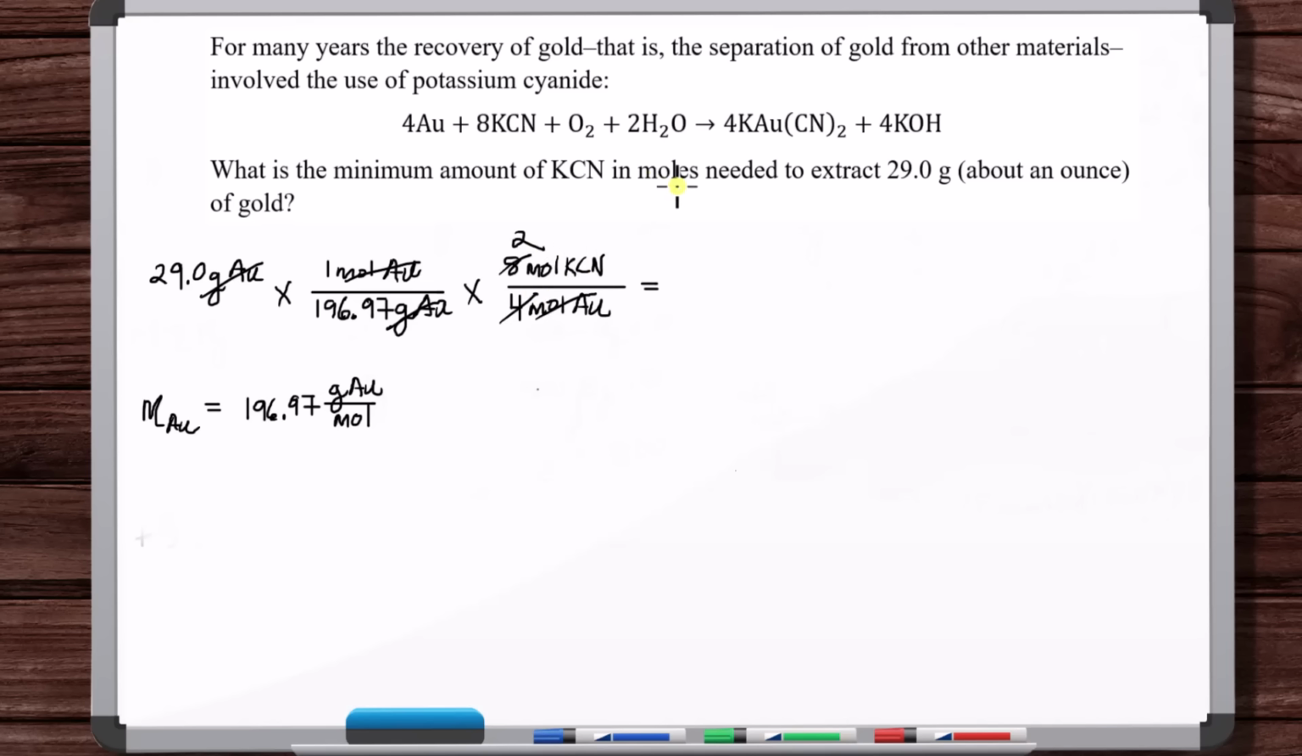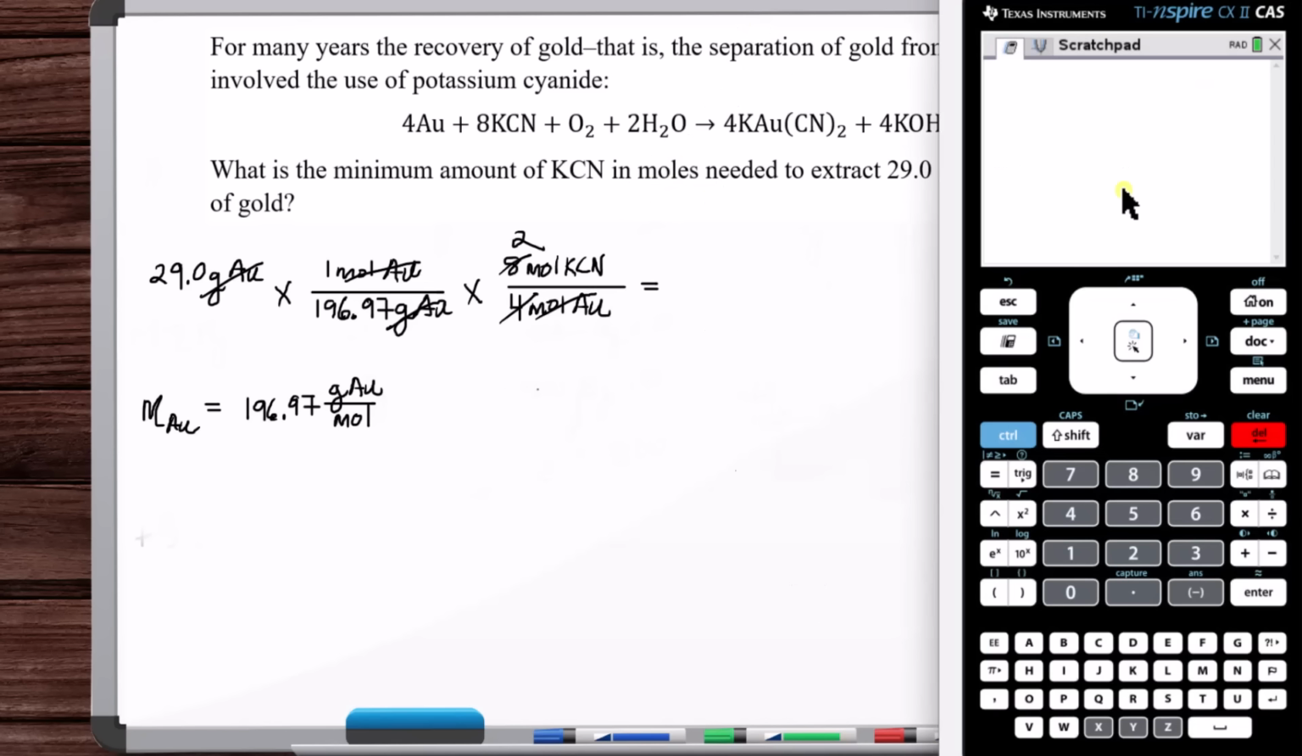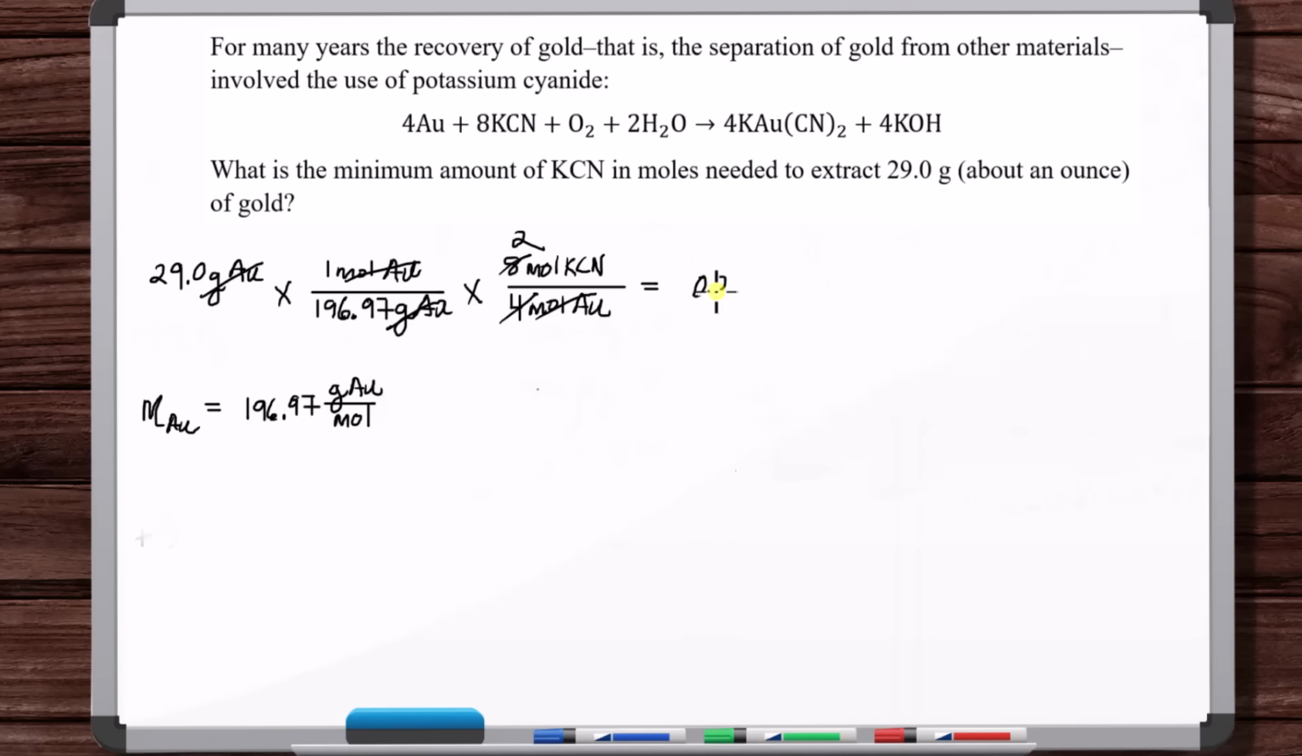They're not asking us to go any further. So 29 times 2 divided by 196.97. 0.29 moles of potassium cyanide.